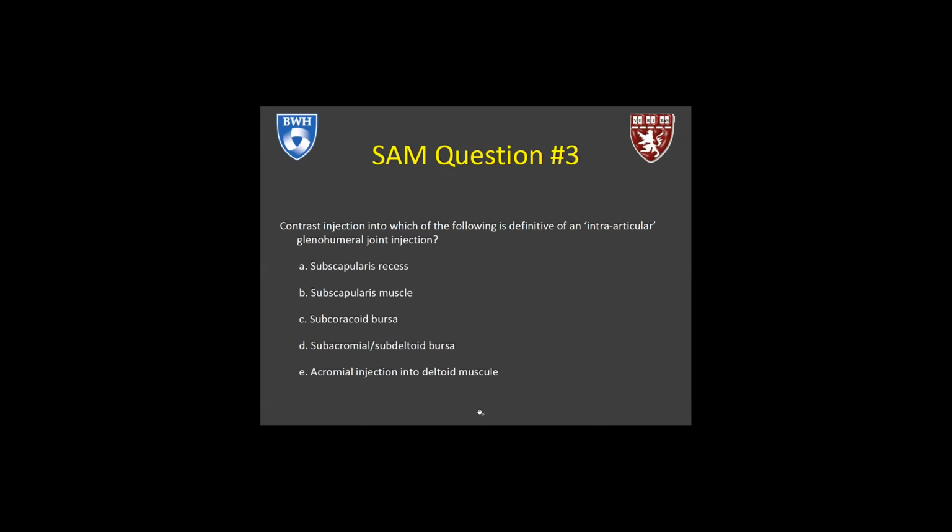And the next question is, contrast injection into which of the following is a definitive intra-articular glenohumeral joint injection? Subscap recess, subscapularis muscle, subcoracoid bursa, subacromial subdeltoid bursa, or acromial injection of the deltoid muscle.